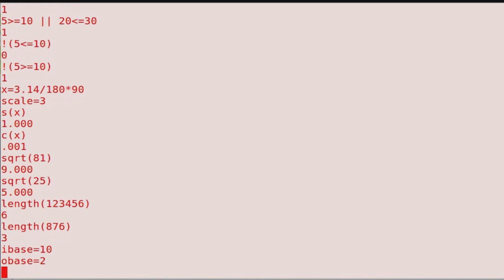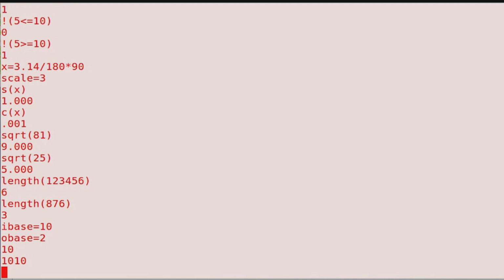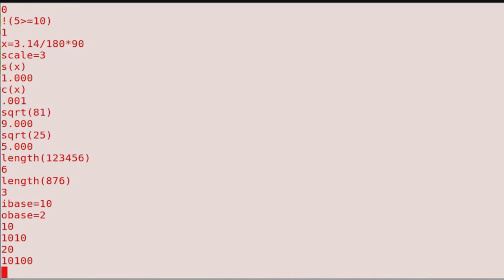ibase=10, obase=2 will convert any input in base 10 to base 2 as output. So when 10 is given, it has given 1010 which is equivalent of 10 in binary system. When we gave 20, it has returned 10100 which is equivalent of 20 in binary.